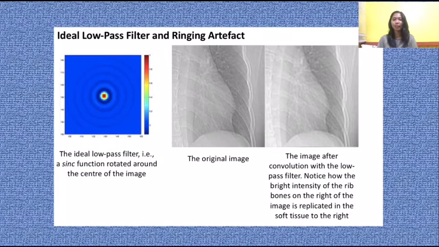Ideal low-pass filter and ringing artifact. The picture from the left is the ideal low-pass filter. That is a sinc function rotated around the center of the image. The middle image is the original image, and the picture at the right is the image after convolution with the low-pass filter. Notice how the bright intensity of the rib bones on the right of the image is replicated in the soft tissue to the right.